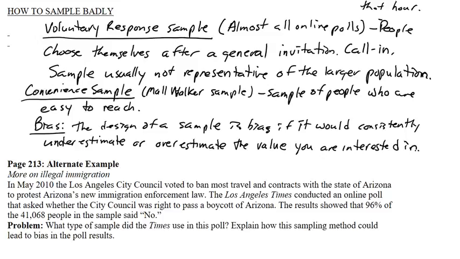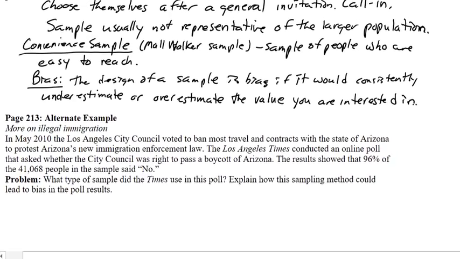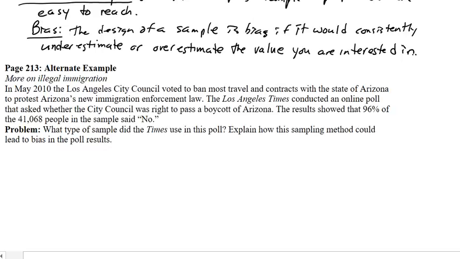So let's look at this example. In May 2010, the Los Angeles City Council voted to ban most travel and contracts with the state of Arizona to protest Arizona's new immigration enforcement law. The Los Angeles Times conducted an online poll that asked whether the City Council was right to pass a boycott of Arizona. The results showed that 96% of the 41,068 people in the sample said no. What type of sample did the Times use in this poll? Explain how the sampling method could lead to bias in the poll results.